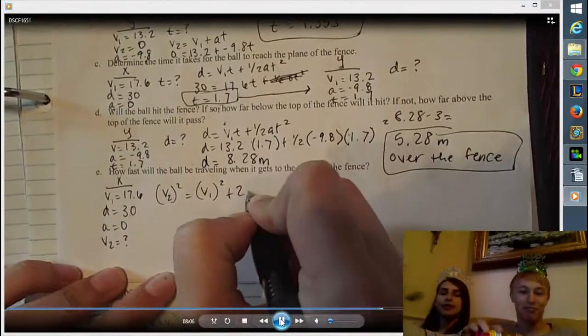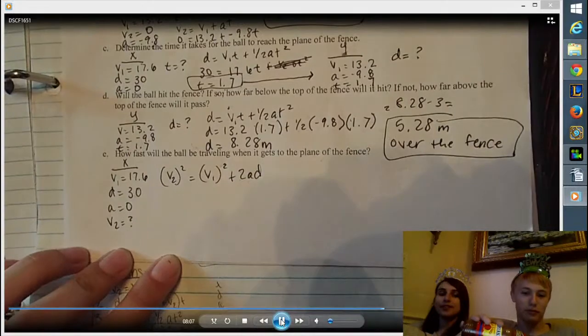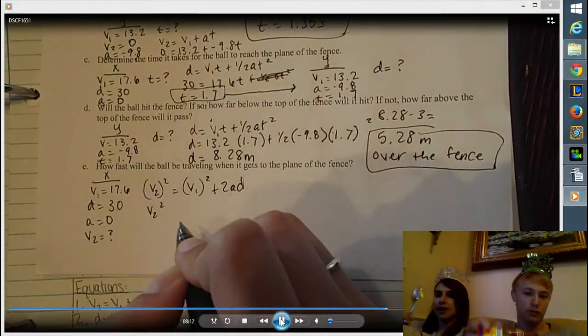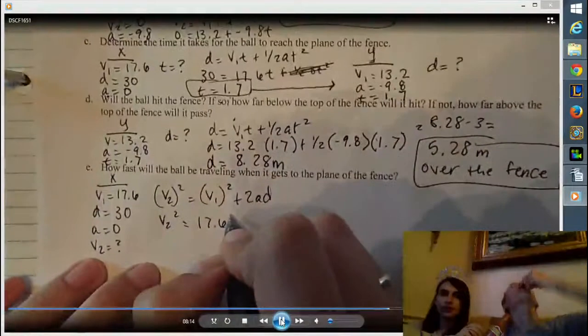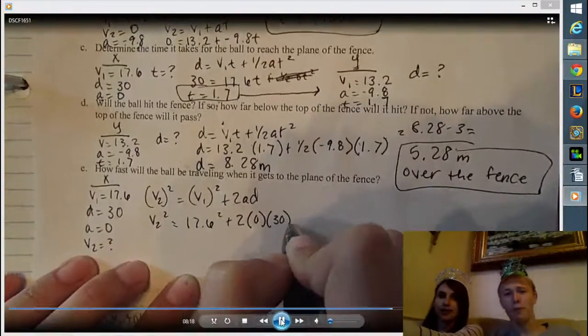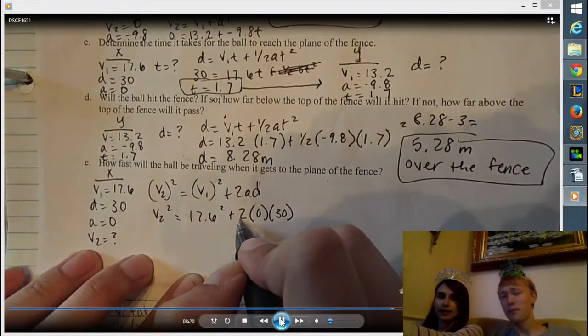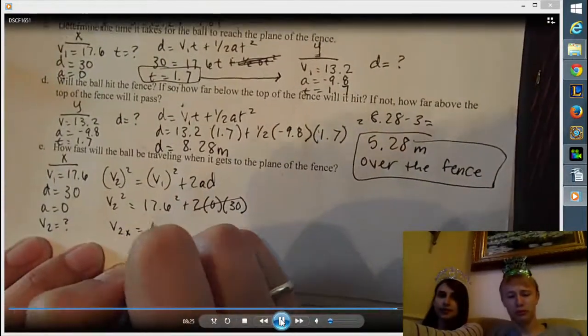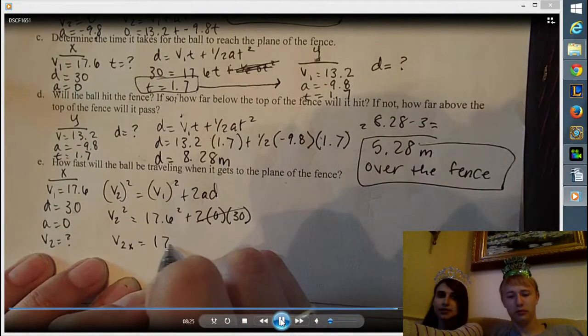So our equation will be v2 squared equals v1 squared plus 2ad. That's the one that uses all the things we have. And we plug it in. v2 squared equals 17.6 squared plus 2 times 0 times 30. And so we can pretty much just cross that last part off because acceleration is 0. So v2 squared equals 17.6 squared, so v2 is just 17.6.